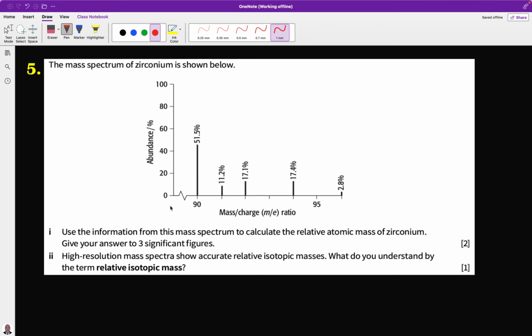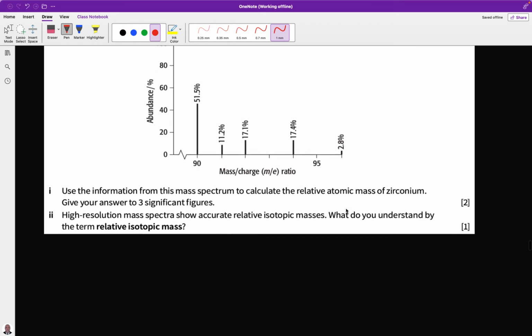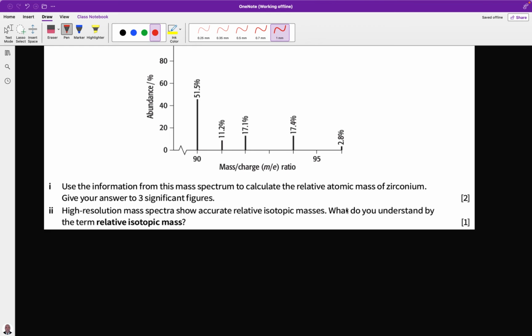The mass spectrum of zirconium is shown below. From here you have the chart, the curve, the relative abundance in percentage, and the mass and the charge. The mass to charge ratio is on the x-axis, from 90, 91, 92, 93, 94, 95, to 96. Use the information from this mass spectrum to calculate the relative atomic mass of zirconium.